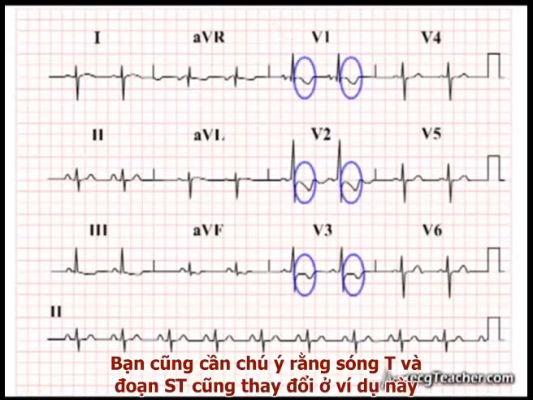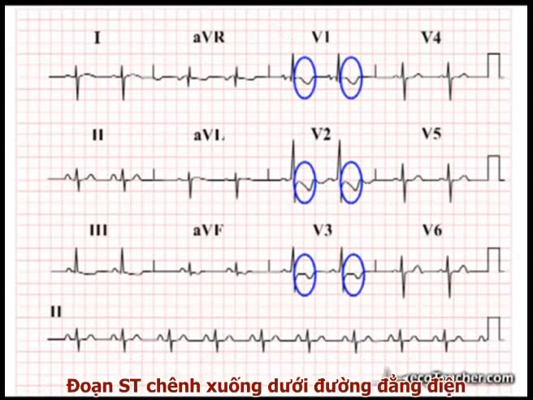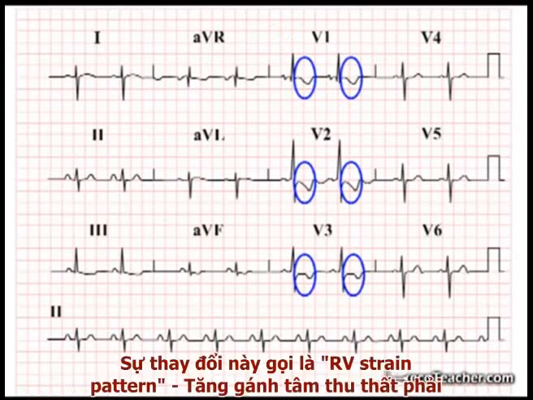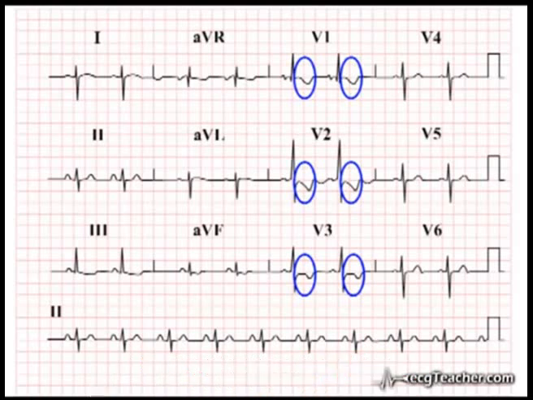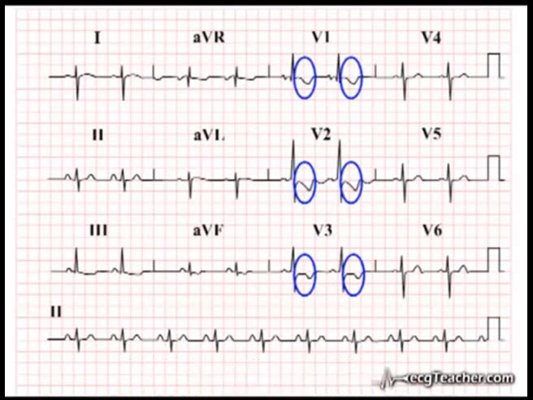You'll also notice the T wave and ST segment changes present in this example. The ST segments are depressed below the isoelectric line, and the T waves are deeply inverted in the right precordial leads. These changes represent a right ventricular strain pattern secondary to hypertrophy and do not reflect any underlying acute ischemia.